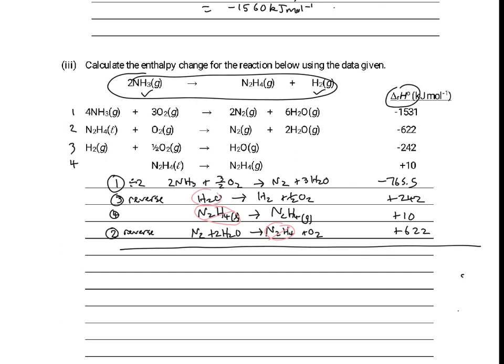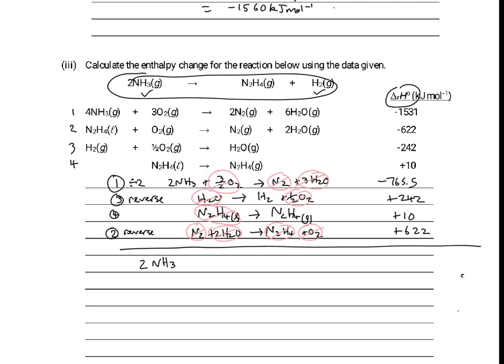On the left-hand side we have 1, 2, 3 waters, on the right-hand side we have 3 waters, they can cancel out. On the left-hand side we have 1 nitrogen, on the right-hand side we have 1 nitrogen, they can cancel out. So, what have we got left? We have 2 NH3s, oh, I forgot something. On the left-hand side, we have 1.5 O2s. On the right-hand side, we have half an O2, 1 O2, 1.5 is, or 1 plus a half is 1.5. So they can all cancel.